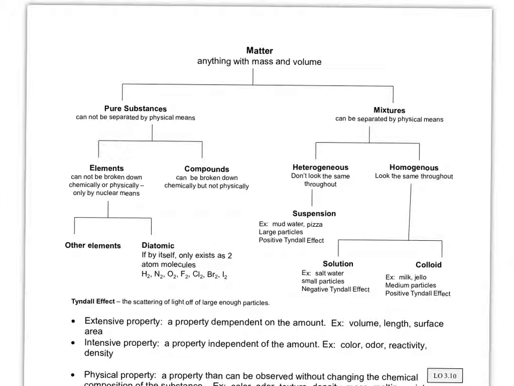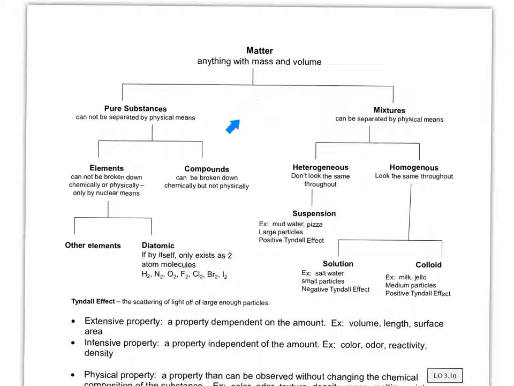So matter is anything that has mass and volume. So pretty much everything around you is matter. Your pencils or pens, your chairs, your food, water, air, your own bodies, all those have mass and volume and therefore are considered matter. So everything around you is matter except for forms of energy. So heat, sound, light, those would not be considered matter.